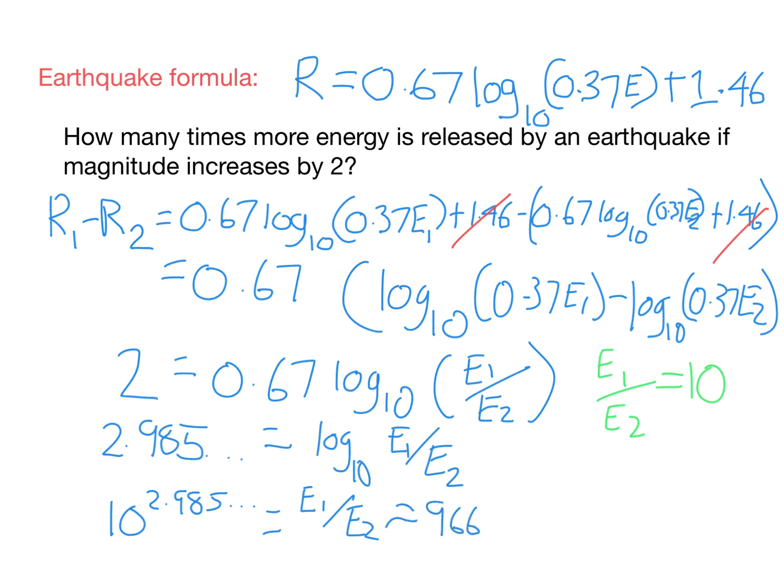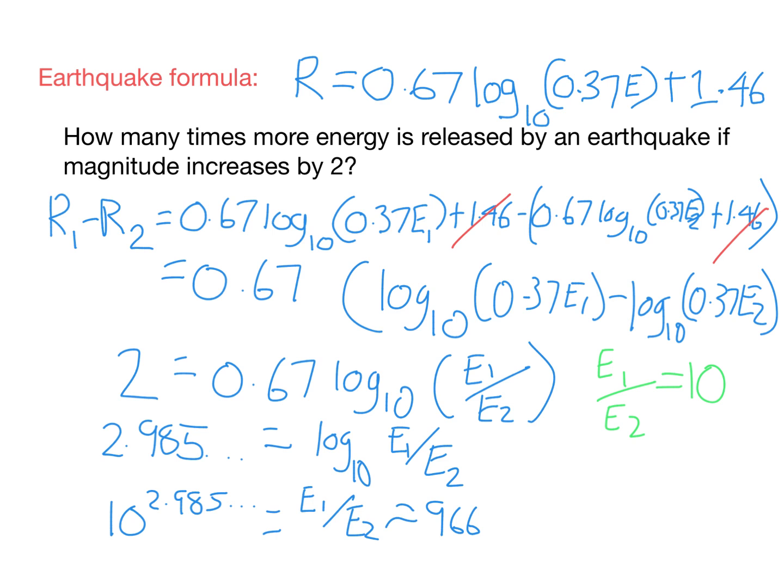966. That means if you increase by 2 on the Richter scale, the magnitude goes up by 2, the energy released is about 966 times greater. So this means if you were to go up by 1 on the Richter scale, you would be multiplying the energy by the square root of 966, so about 31 times. So each time you go up by 1 on the Richter scale, the energy released is 31 times greater.